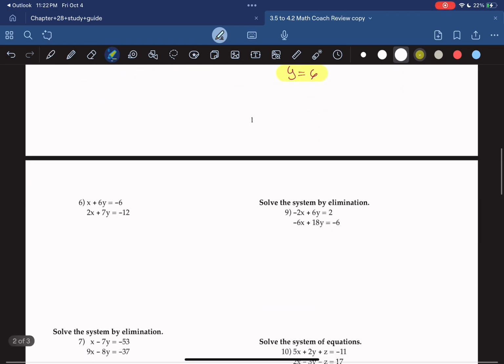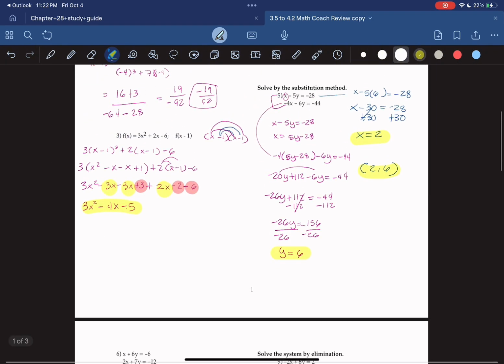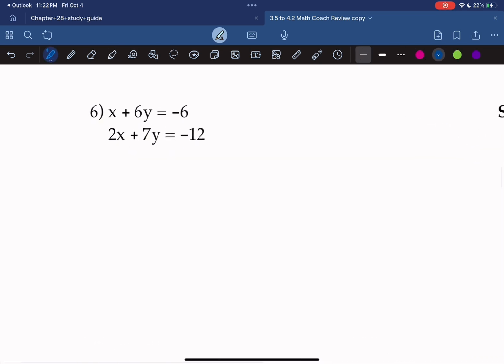Now for number 6. Okay, so it's also substitution. That's what the instructions say. Let's do it once again. It's going to be a lot easier to isolate x because it's already by itself and we don't have to divide anything. So let's do that again. X plus 6y equals negative 6. And we have to move the 6y to the other side now. So let's go ahead and do that. So it's going to be x equals negative 6y minus 6.